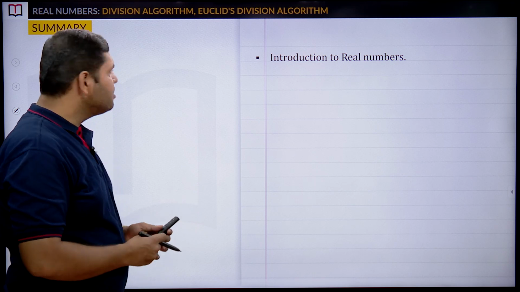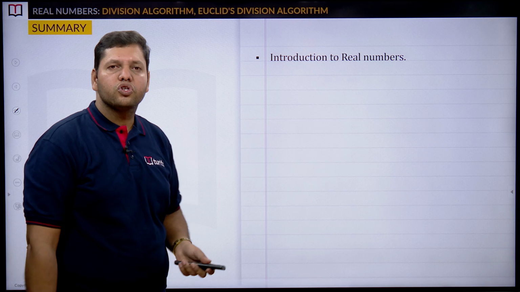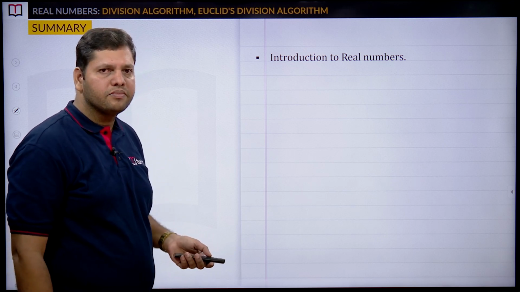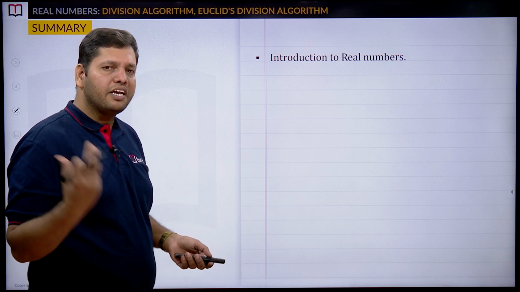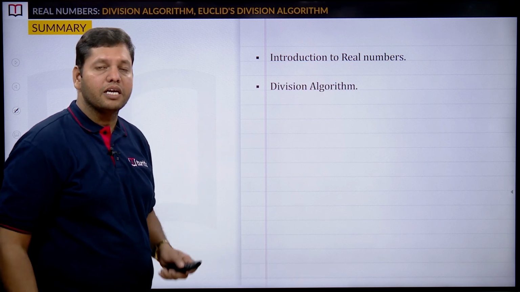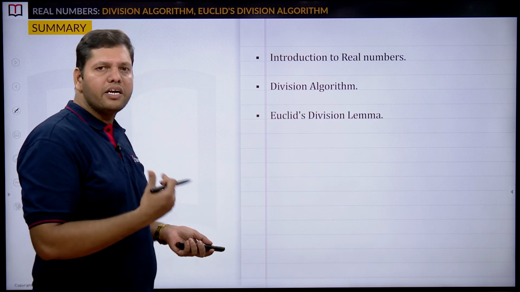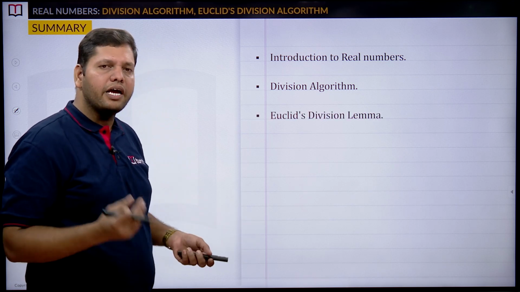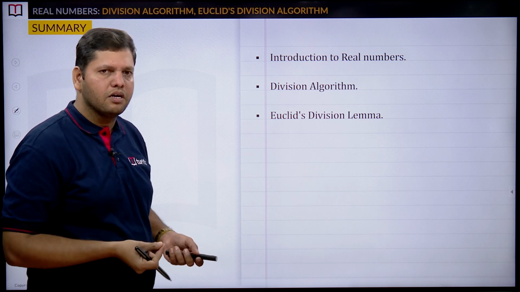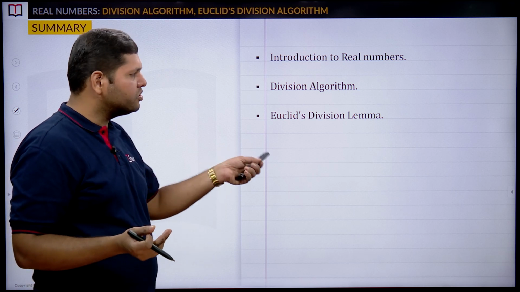Next, actually what we have discussed in this class? We have discussed our introduction of real numbers. I told you already, it's a combination of what, children? A rational number and irrational number. Next one, a division algorithm, like basic division algorithm, I told you clearly. And next one is what? Euclid's division lemma. That is what? A is equal to what? BQ plus R, where R is what? Greater than or equal to 0 and less than B. So that is Euclid's division lemma.